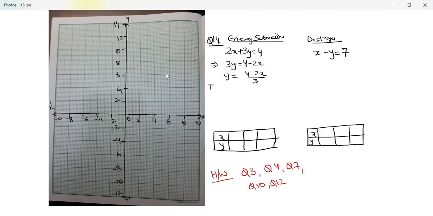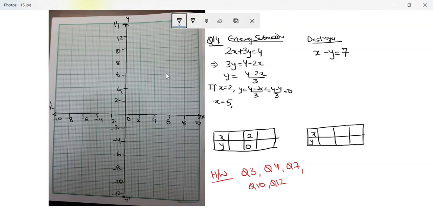So let's take some values of x and find the value of y. If x is equal to 2, y will be equal to (4 minus 2 into 2)/3, which is (4 minus 4)/3, which is 0. So if x is equal to 2, y will be equal to 0. Next one. Since the denominator is 3, I will have to increase my value of x by 3, either on the positive side or on the negative side.